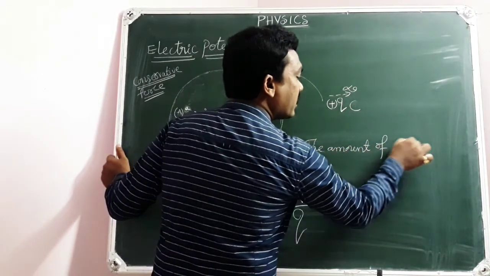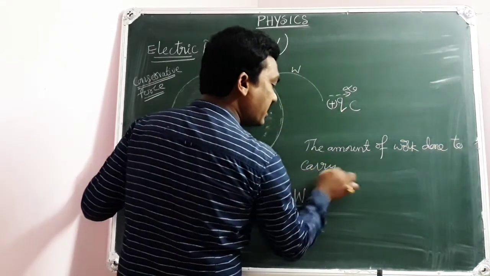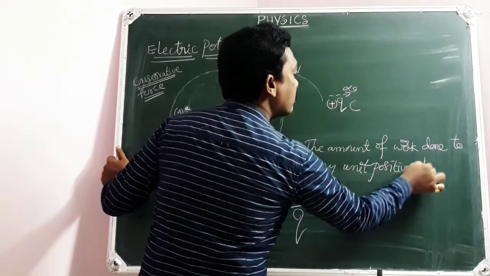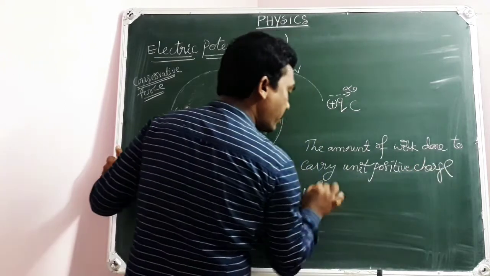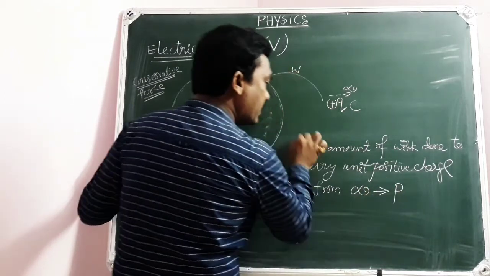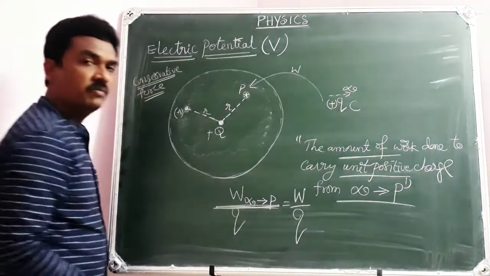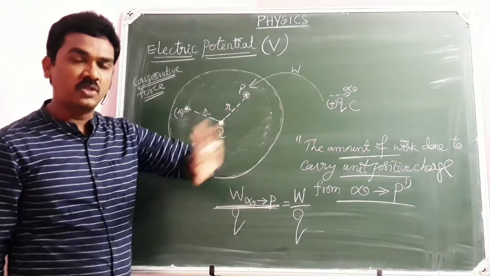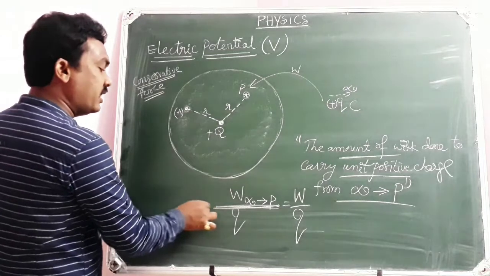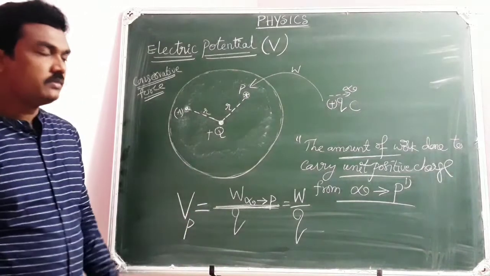W by Q is the amount of work done to carry unit positive charge from infinite distance to the particular point P in the electric field. This is the statement. W is the work done to carry Q coulombs. Then for unit positive charge, it is W by Q, which is defined as the electric potential at that point P. Here is the conclusion.